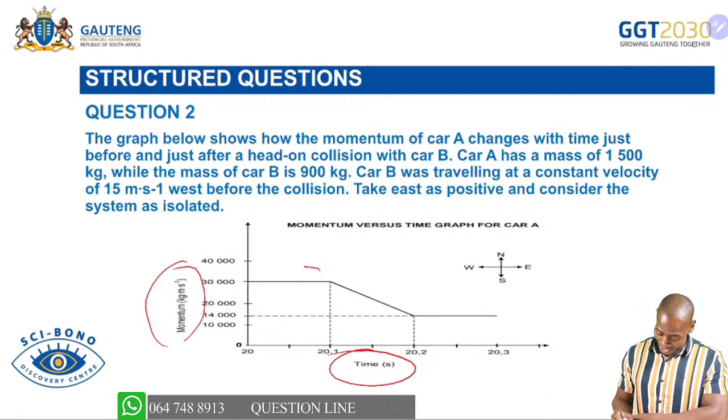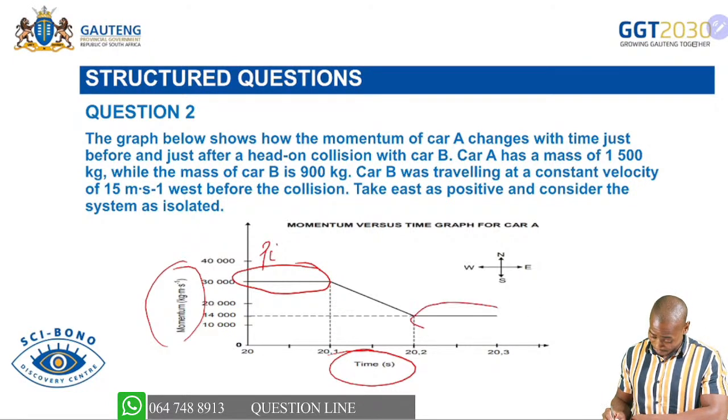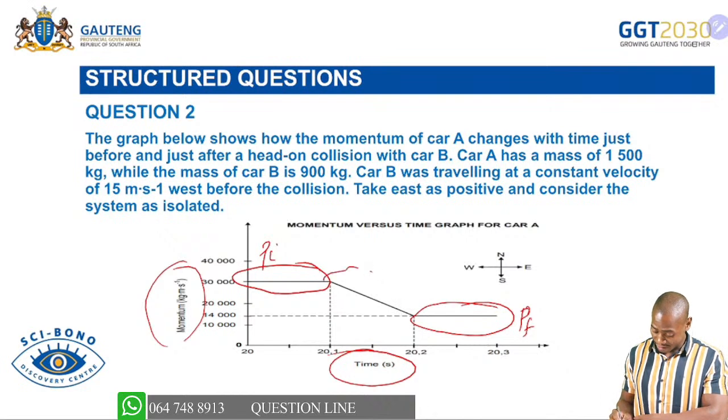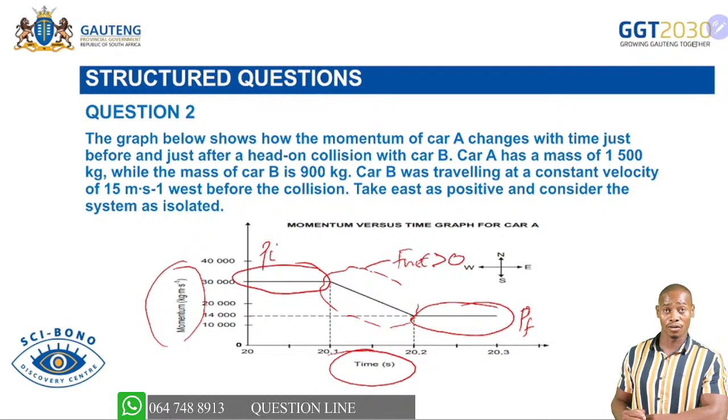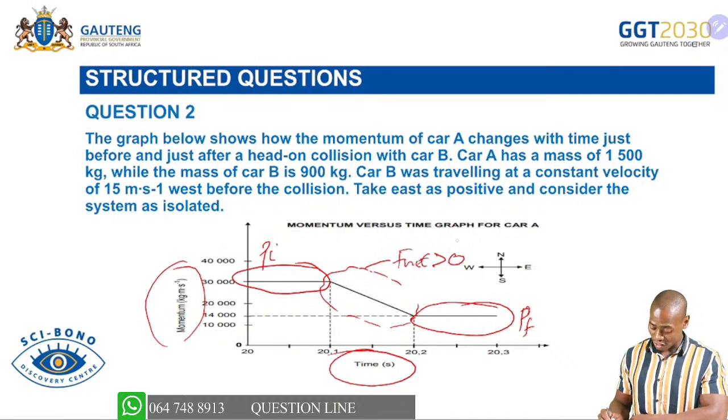Here, we have the initial momentum of this object. We have the final momentum of this object. So there was a change. If you check here, there was a change in momentum. What causes change in momentum is the net force acting on an object. So the net force here is greater than 0. That is why there is that change in momentum. So what causes change in this momentum is the net force.